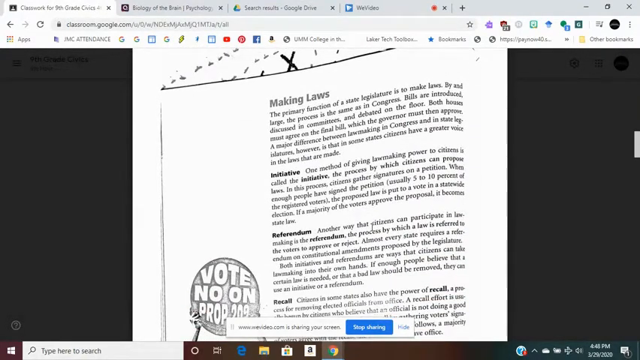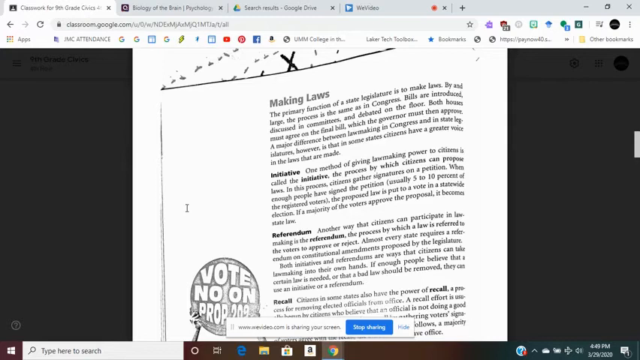Making laws. The primary function of a state legislature is to make laws. By and large, the process is the same as in Congress. Bills are introduced, discussed in committees, and debated on the floor. Both houses must agree on the final bill, which the governor must then approve. A major difference between lawmaking in Congress and in state legislatures, however, is that in some states, citizens have a greater voice in the laws that are made.